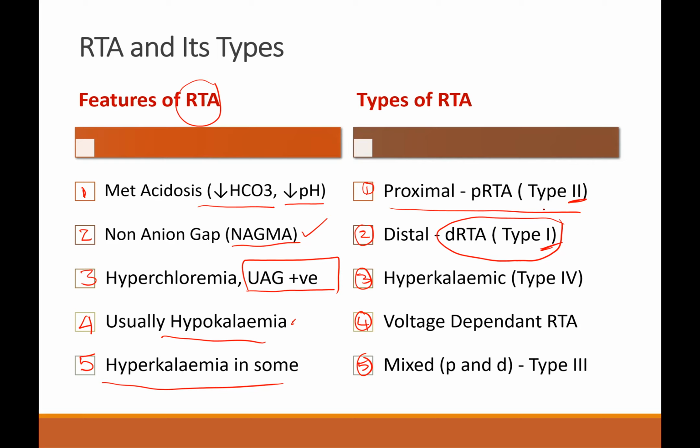So, proximal tubular acidosis is called type 2 acidosis, where the defect is in the proximal tubule. Distal tubular acidosis is the defect in the mechanisms in the distal tubule, called DRTA, which is type 1 RTA. Then, hyperkalemic acidosis. These two are hypokalemic, whereas this one is hyperkalemic acidosis, also called type 4 in some books. The type 1, 2, 3 you forget. Easy to remember: PRTA, DRTA, hyperkalemic RTA.